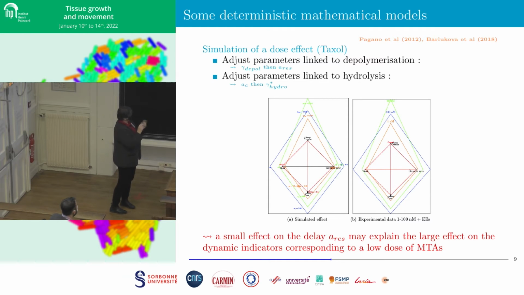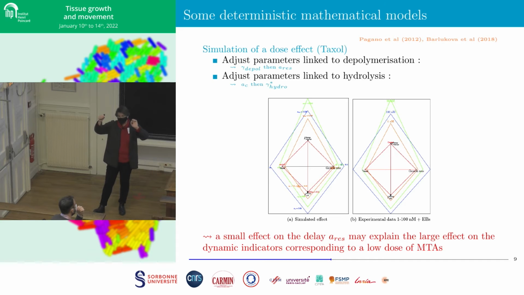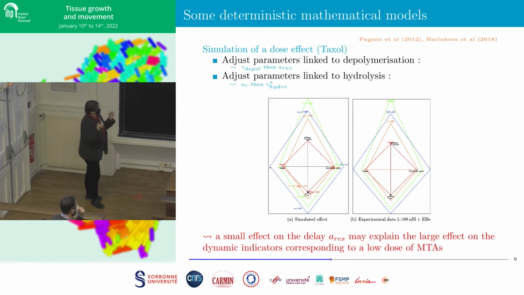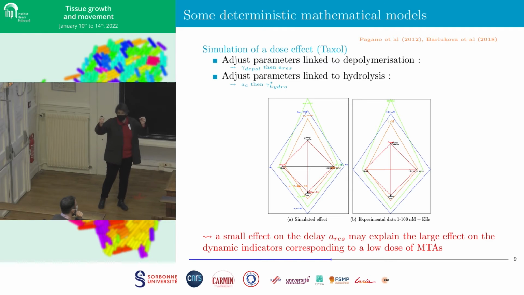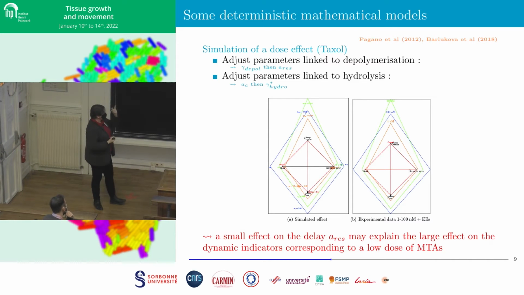So here we have 4 indicators of the stability that we used: the growth rate, the depolymerization rate, gamma dipole, and the temporal frequency of rescue and catastrophe. And we put these indicators on the 4 axes in the plane. So with no drug, we put this indicator to plus minus 1, and we model the effect of the drug on each of these indicators.